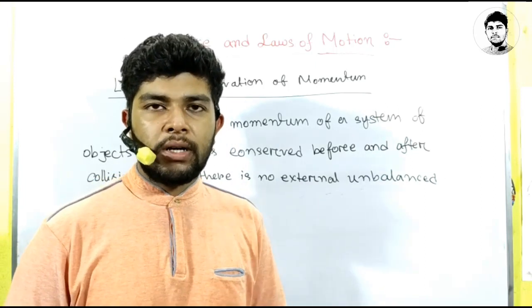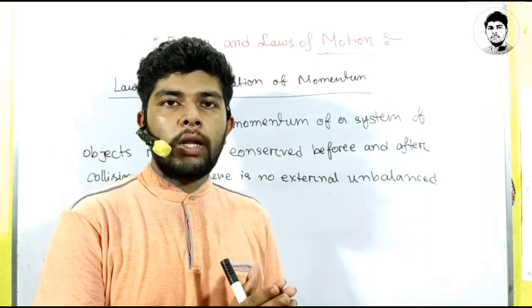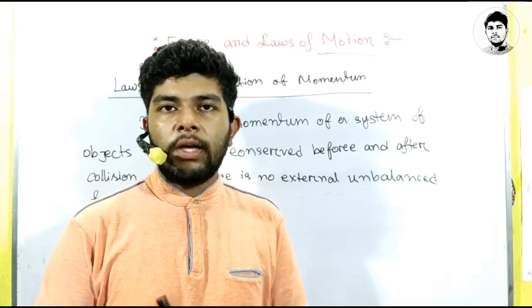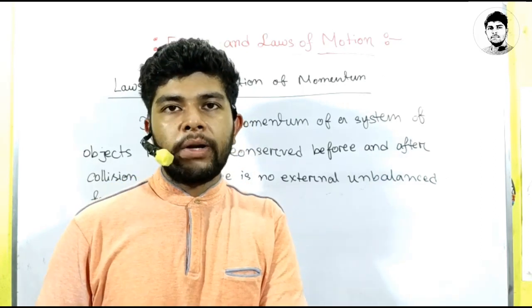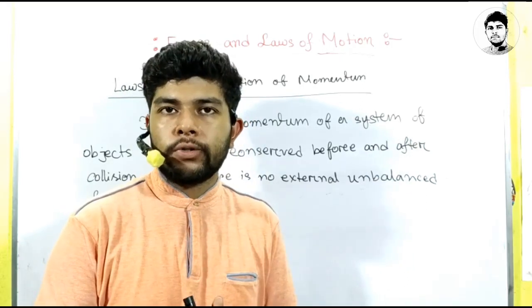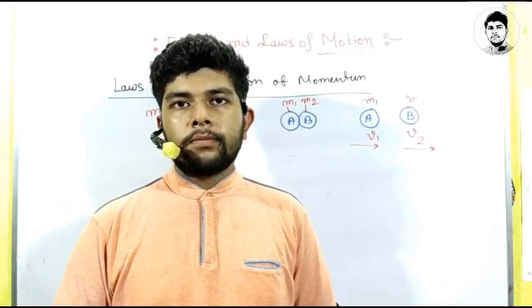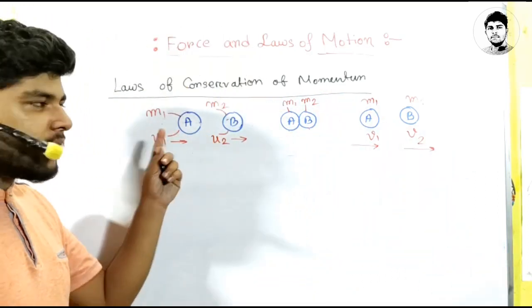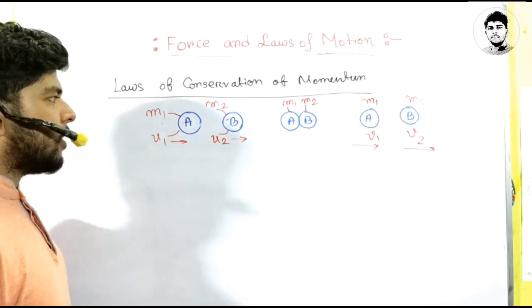If there is no external unbalanced force, the total momentum initially is the same as the final. The initial momentum is the same as the final momentum of a system if there is no external unbalanced force. Let us prove it. Let us see an example by which you can understand.